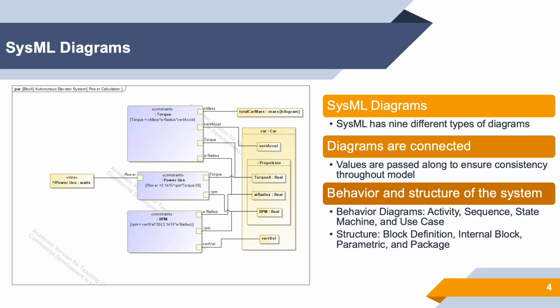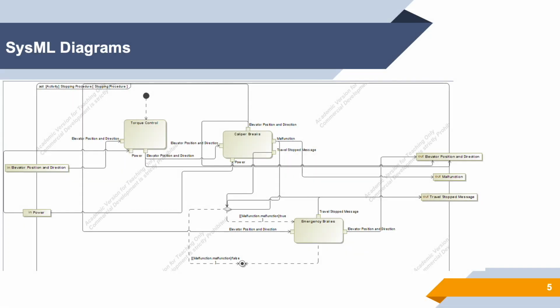In SysML, there are 9 diagram types that are used to model the behavior and structure of a system. The diagrams are connected so that values can be stored such that they are consistent throughout the model. Here you can see how a value such as torque is stored in order to calculate power use. Next, we have an activity diagram, which is meant to show the process and behavior of the braking system, ensuring that the elevator behaves according to our requirements.